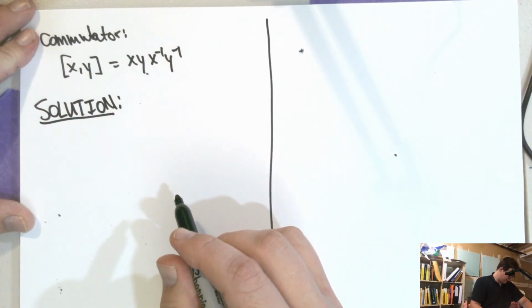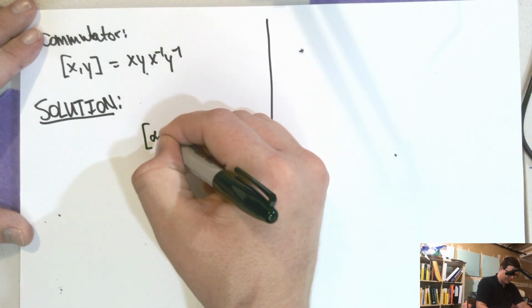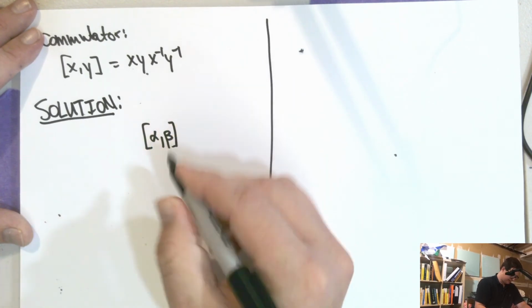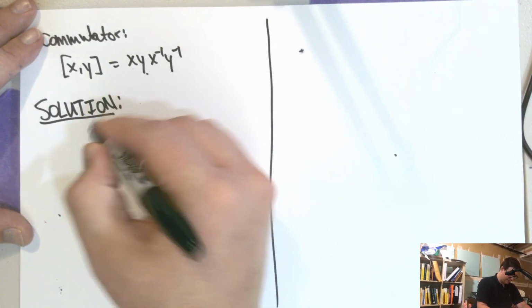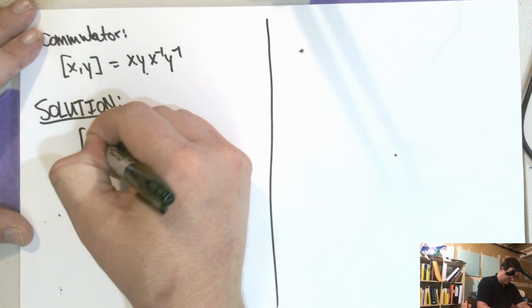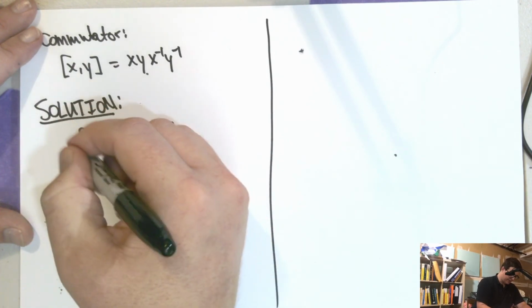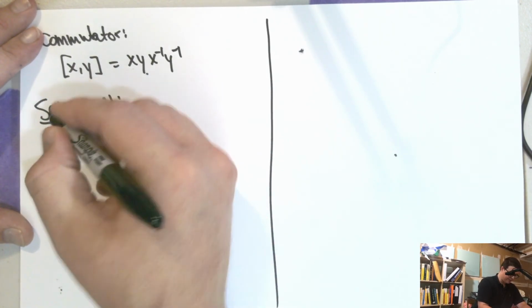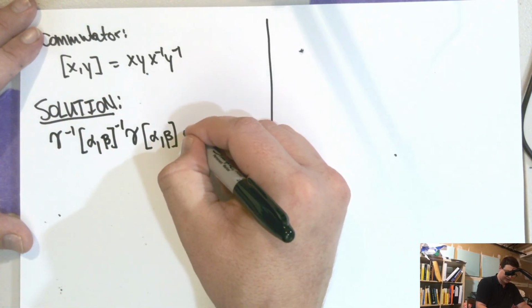So what we'll do is alpha, beta, and we're going to do gamma. Then we're going to do alpha, beta inverse, and then, maybe we'll write this out, gamma inverse. So this is going to be our word W.